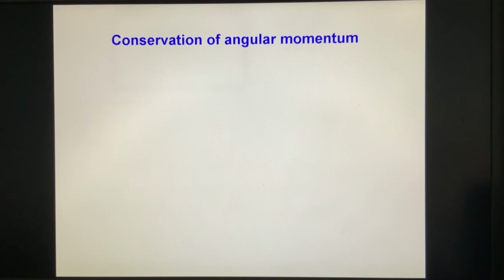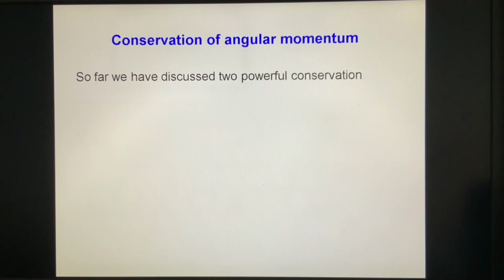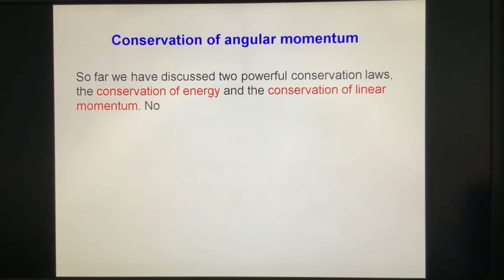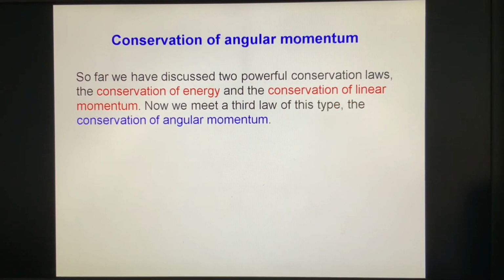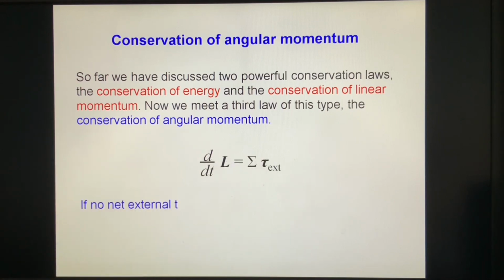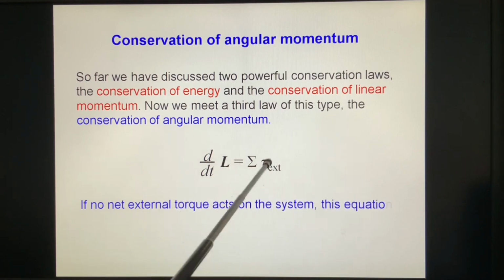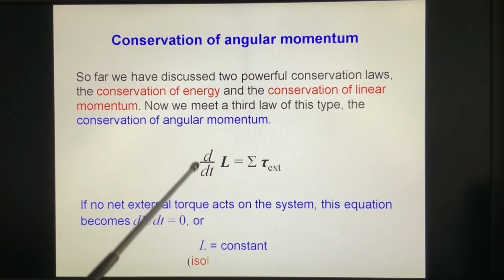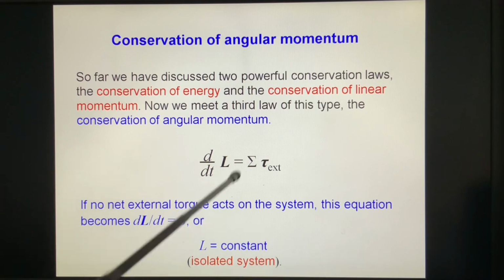Conservation of angular momentum. So far, we have discussed two powerful conservation laws: the conservation of energy and the conservation of linear momentum. Now we meet a third law of this type, the conservation of angular momentum. dL dt equals sigma tau external. If no net external torque acts on the system, this equation becomes dL dt equal to 0, or L is constant. This is an isolated system, with no contact with the outside, because this is 0.